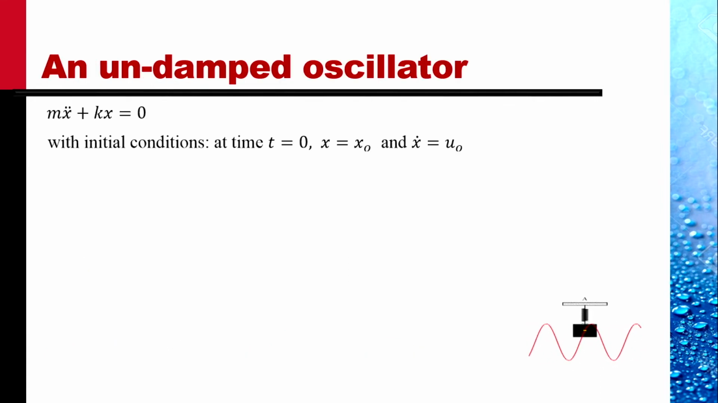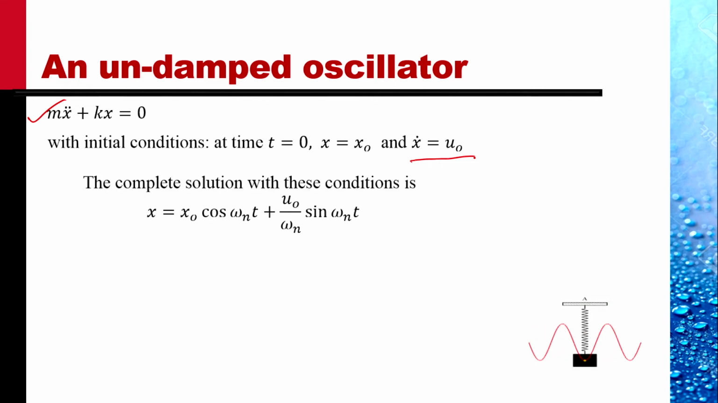Let's look at the undamped oscillator in a little more detail to understand what we do when we make approximations. This is the undamped vibrator with the initial conditions that at time t is equal to 0, x is equal to x naught, and x dot is u naught. Earlier we had taken x dot to be 0 at time t is equal to 0. Now we assume there is an initial velocity u as well. The complete solution with these initial conditions is this. This equation is not difficult to solve. This is easy to solve.